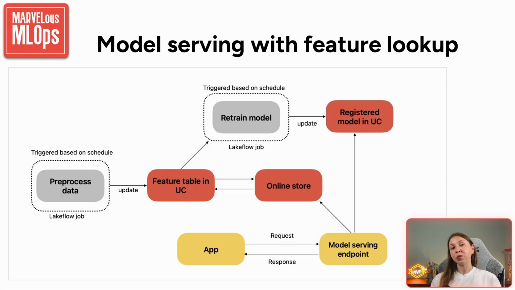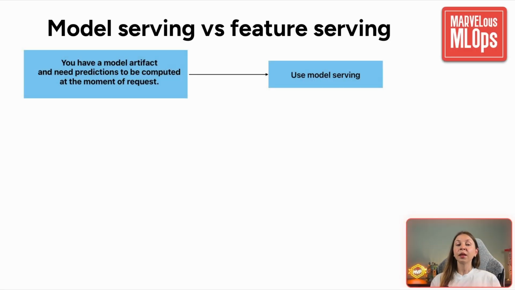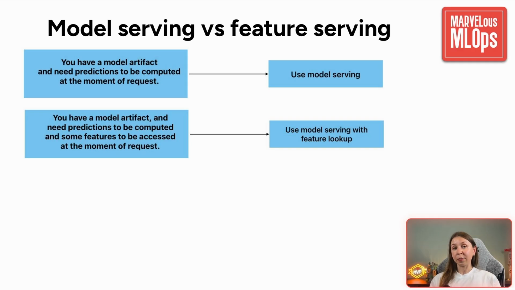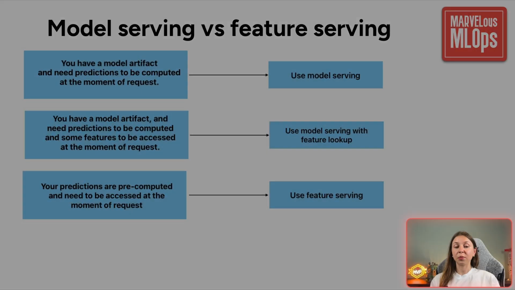So far, we walked through these three different architectures, but when should you use one or another? If you have a model artifact and need predictions to be computed at the moment of request, you need to use model serving. If you have a model artifact but not all the features are available through the payload and need to be looked up in the online store, you need to use model serving with feature lookup.